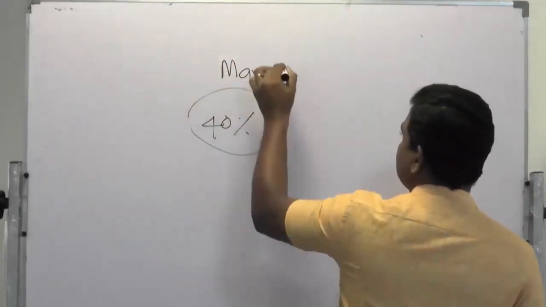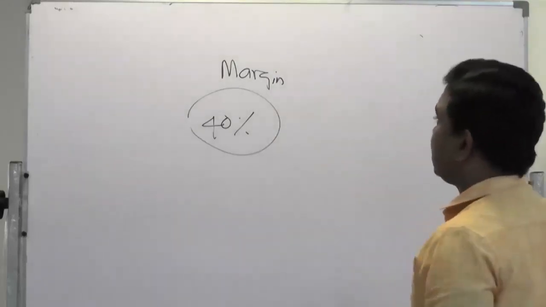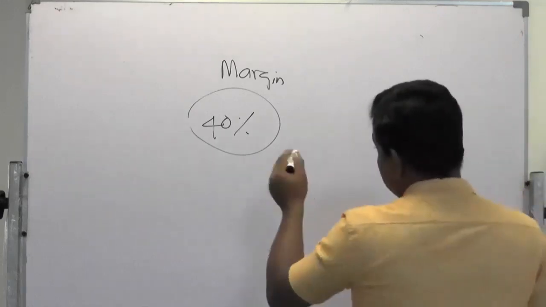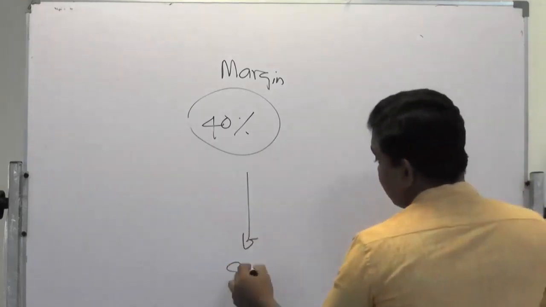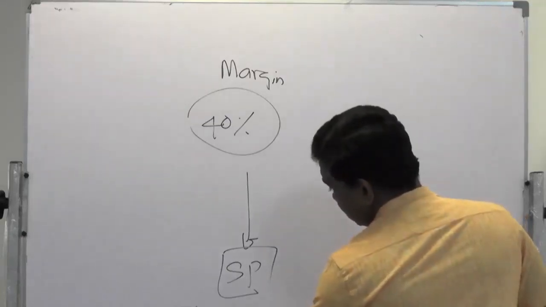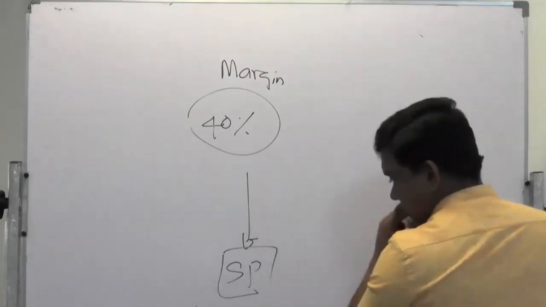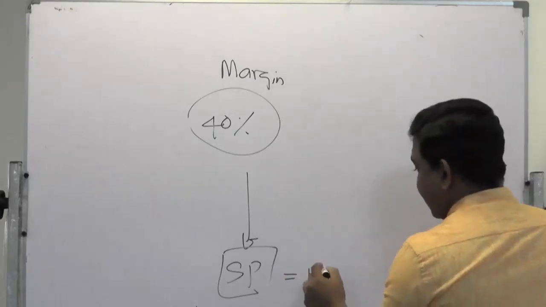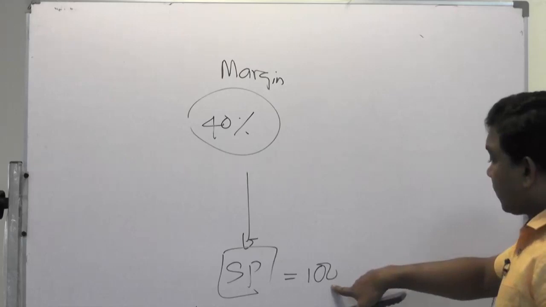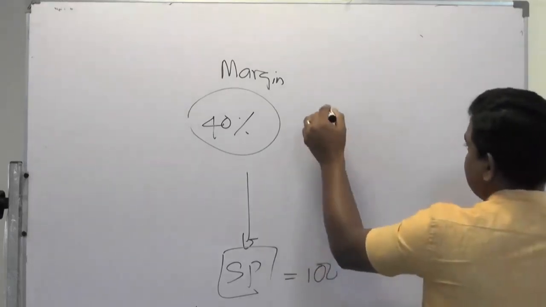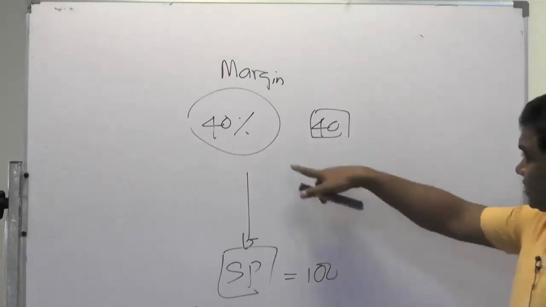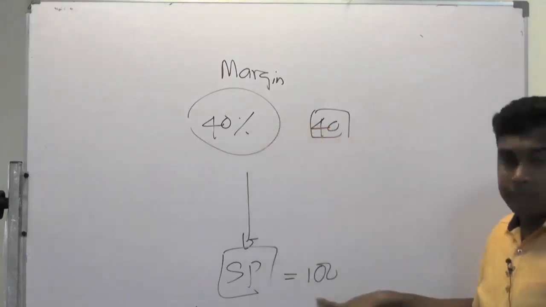Margin on selling price. On selling price, profit margin is 40%. Let's assume, because margin is given on selling price, we know already that. Let's assume selling price as 100. In such a situation, profit margin will be 40 as a number, right. Profit margin will be 40, since it is 40% on selling price.